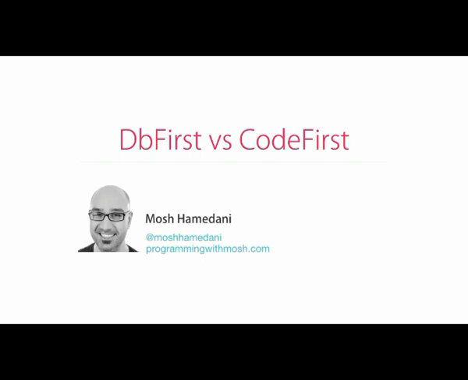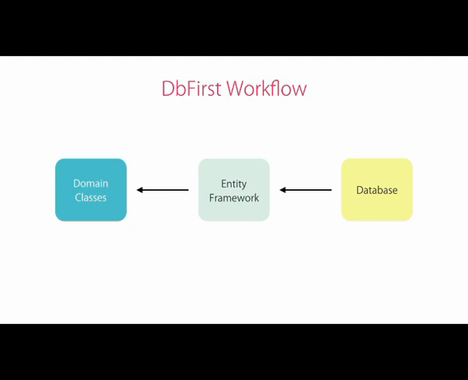So there are 2 workflows to use Entity Framework. The traditional way is to design database tables first, and then have Entity Framework generate the corresponding domain classes. This approach is called Database First or DB First. The other way to use Entity Framework is the opposite direction. So we start with our domain classes and have Entity Framework generate the database tables for us. So which approach is better? I personally always favor Code First to Database First, and there are a few reasons for that.